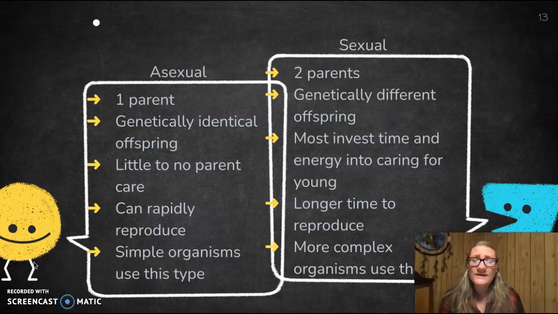But one downfall is sexual reproduction takes longer, and the parents have to take care of these children. So not only does it take a long amount of time for you to reproduce, but then you also have an extended time that you have to take care of your baby. So that's even longer that it takes you to reproduce. So they both have their advantages and their disadvantages, but we need them both. They're both very important.